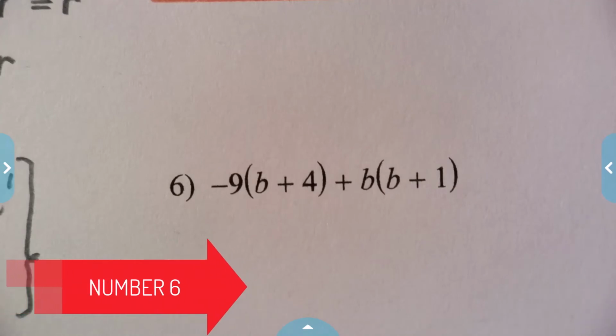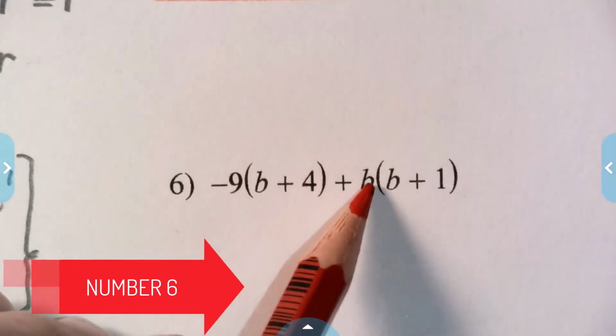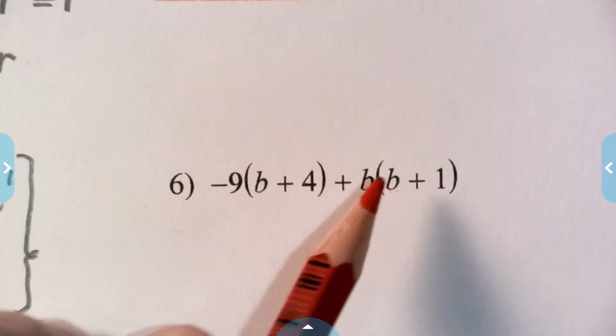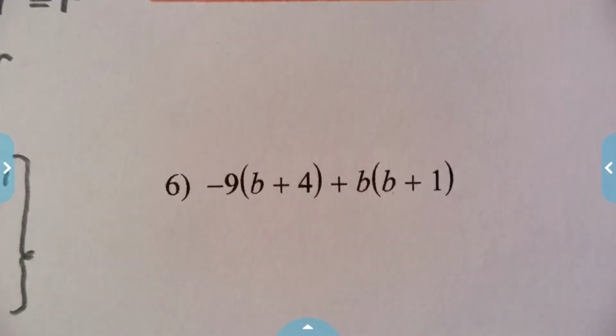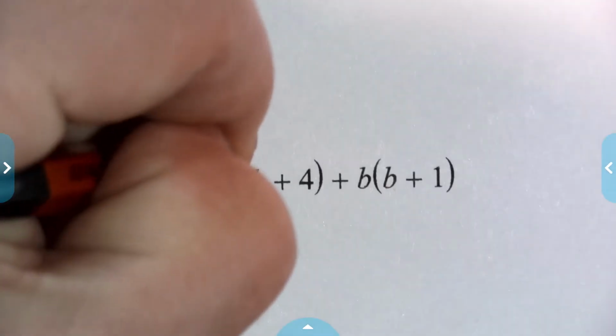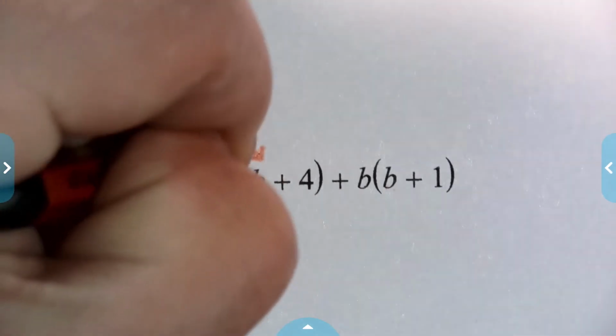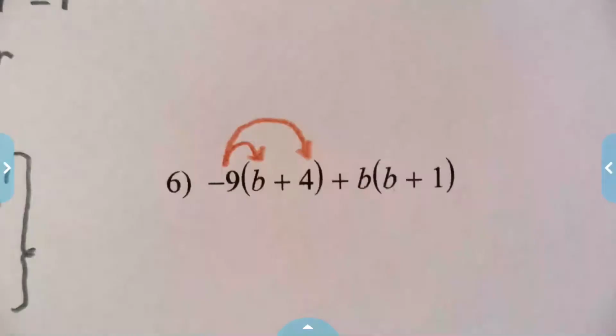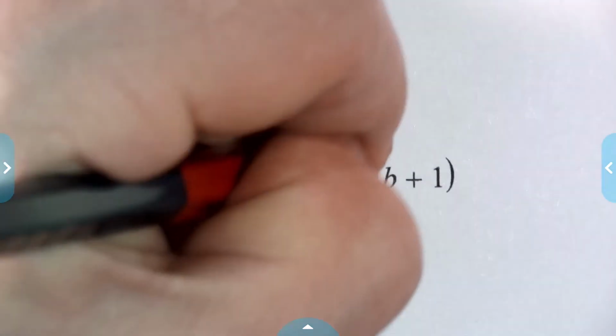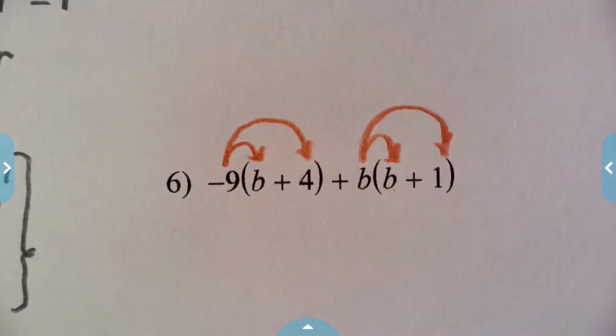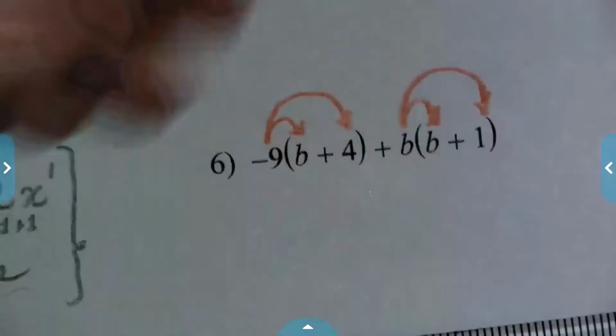Number 6. Okay, so I can see here we're going to have a b times b. So that's b to the first times b to the first equals b to the 1 plus 1 is b squared. I'm going to assume that you guys got that now. So we're going to multiply negative 9 times b, negative 9 times positive 4, b times b, which is b squared, and b times 1. Okay.